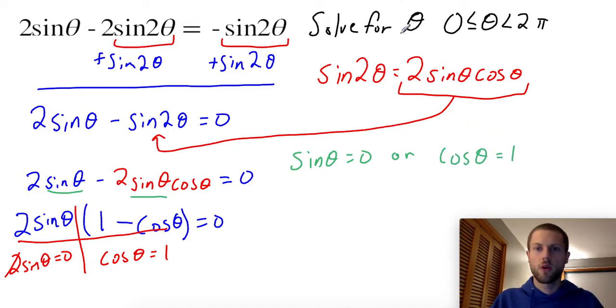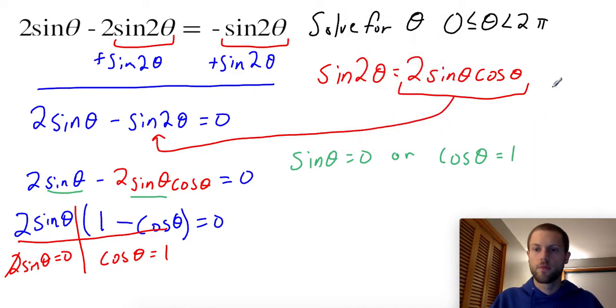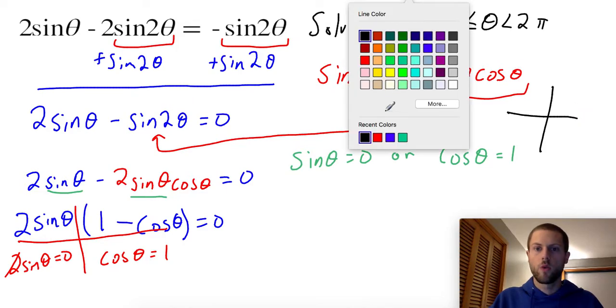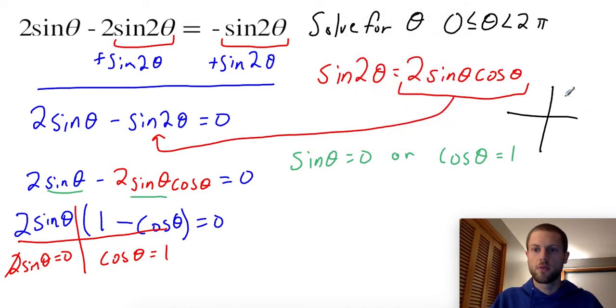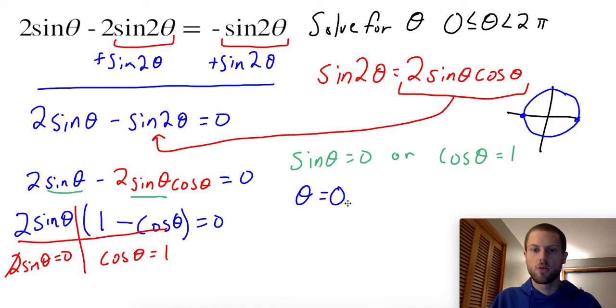So we kind of have to know our unit circle here, and I'm going to think about where the sine of theta is equal to 0. And sine of theta equals 0 whenever the y is equal to 0, so that's right here and that's right here. So from this equation, I get theta can equal 0 or pi. And then I have to think about when cosine of theta equals 1, and that's going to be right here once again. So theta could equal 0.